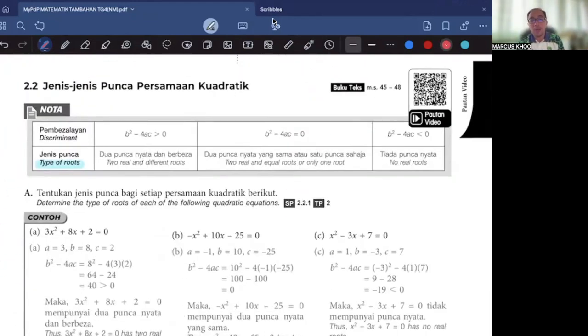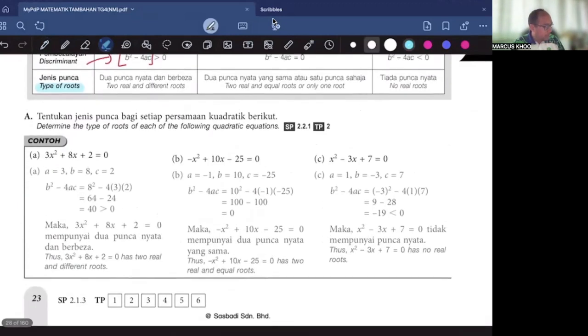So the question is, how do we know from a quadratic equation whether there are two real and different roots, or two real and equal roots, or no real roots? How we know this is by finding the value of the discriminant. The discriminant is very easy: b squared minus 4ac. Remember once again that the quadratic equation is ax squared plus bx plus c equals 0. So we just take the numbers a, b, and c, put them into the discriminant formula, and then see what the final number is.